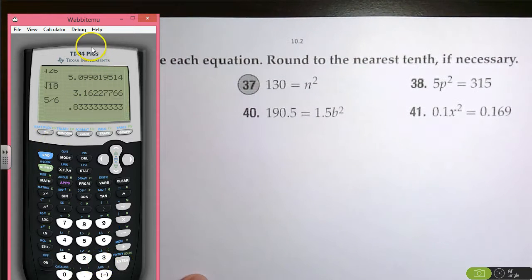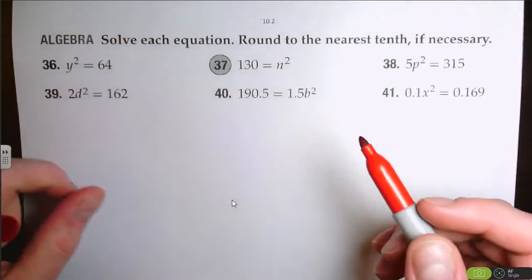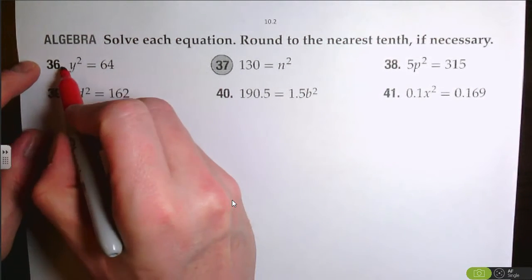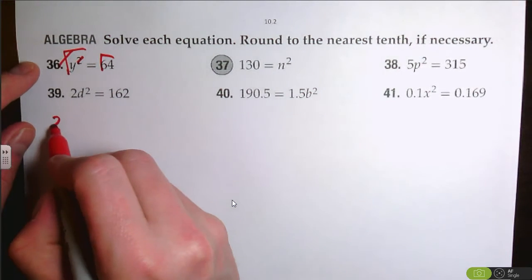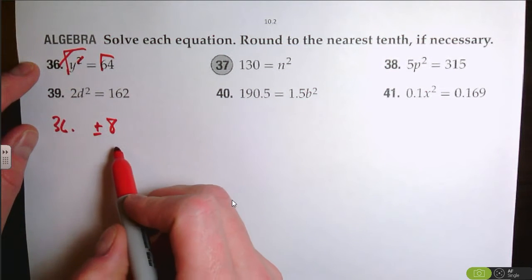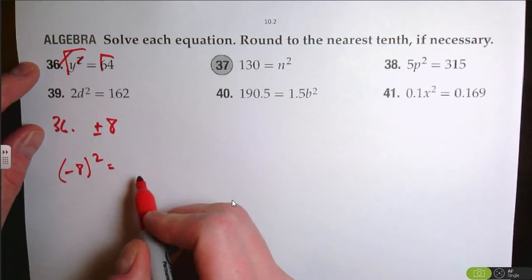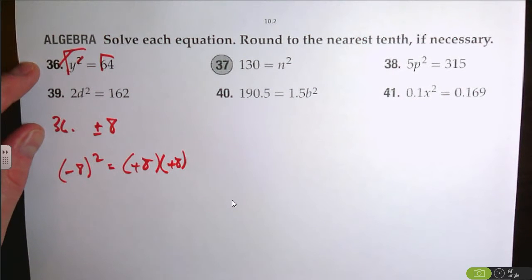Then for 36 through 40, okay, just kind of run through those real quick. 36, I've got y squared equals 64. So we solve by taking the square root because square roots undo squares. So for 36, the square root of 64 is 8. However, we talked about in class, the actual answer is plus or minus 8 because if you square negative 8, you get negative 8 times negative 8, which is positive 64.